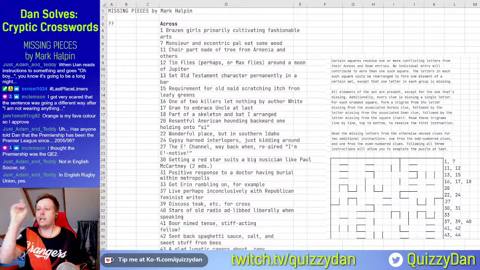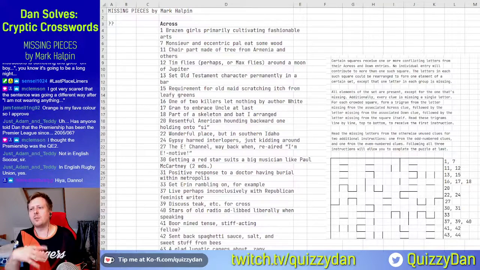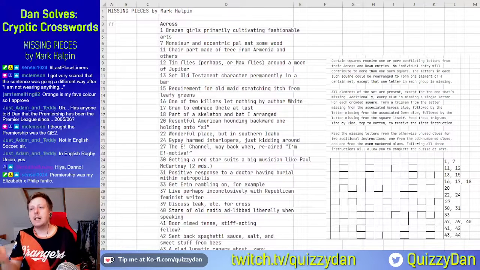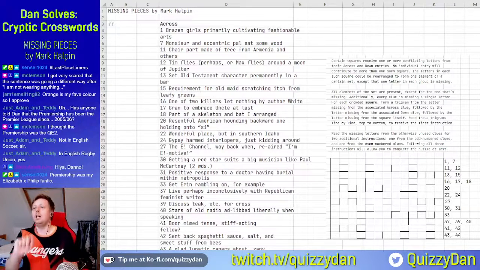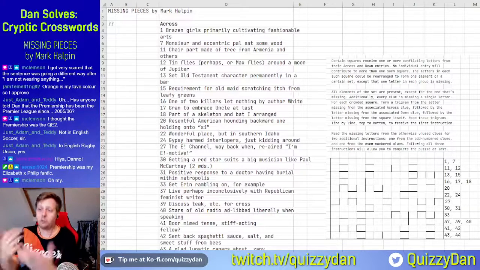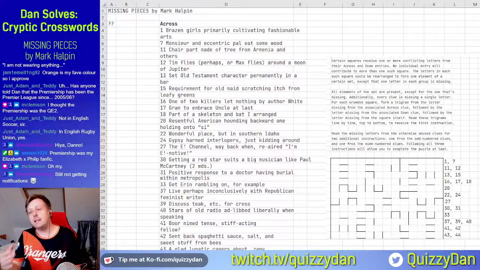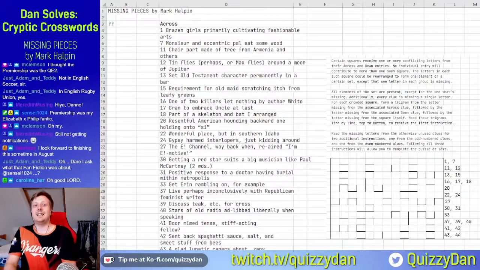Fine. For each crowded square, form a trigram from the letter missing from the associated across clue, the letter from the down clue, and the letter missing from the square itself. Hey Meredith! Read these trigrams line by line, top to bottom, to receive the first instruction. Read the missing letters from the otherwise unused clues for 2 additional instructions, one from the odd numbered clues, one from the even numbered clues. Following all 3 instructions will allow you to complete the puzzle at last.